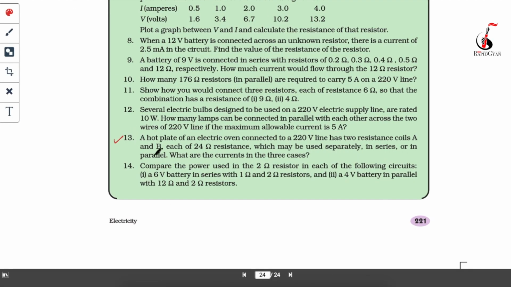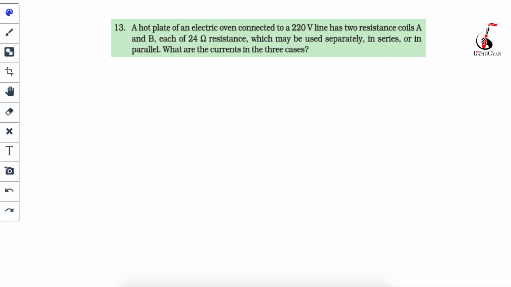The 13th question says a hot plate of an electric oven connected to a 220 volt line has two resistance coils A and B, each of 24 ohm resistance, which may be used separately, in series, or in parallel. What are the currents in the three cases? So for the first case, find it separately, then in series, and then in parallel. I think this is one of the easiest questions, guys.